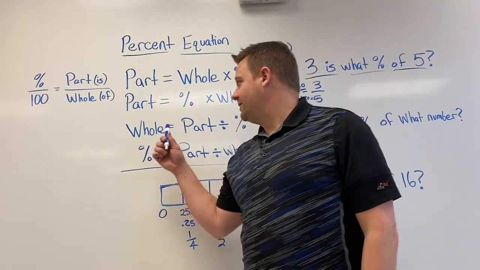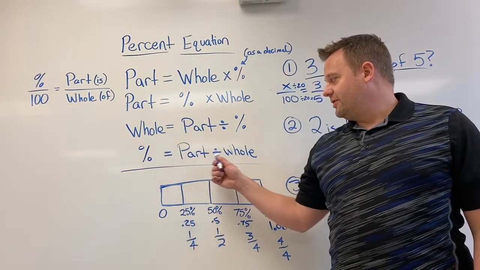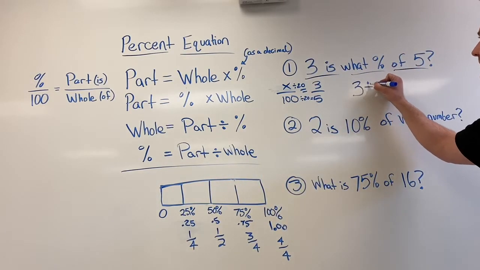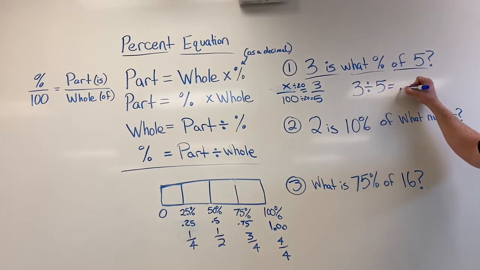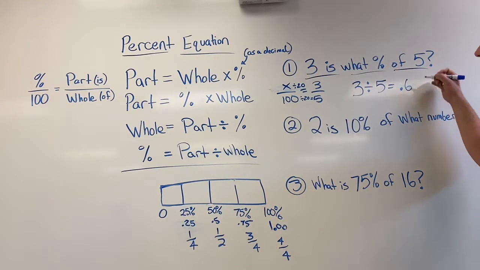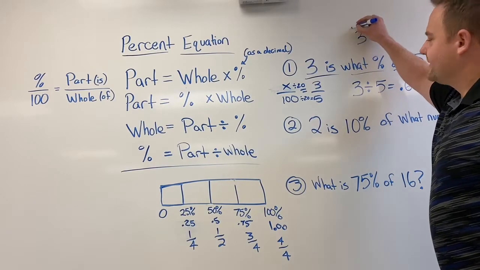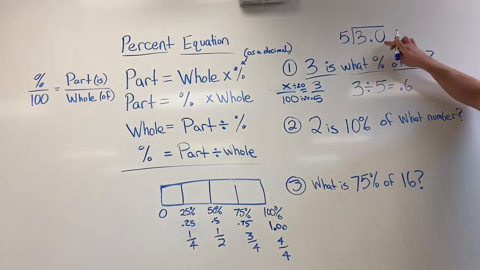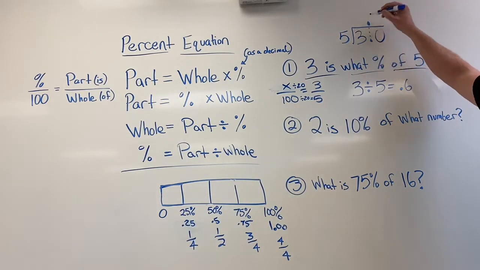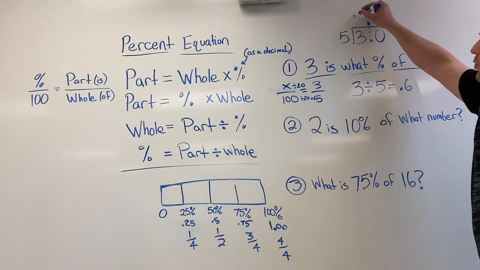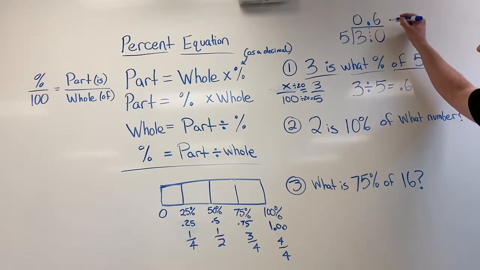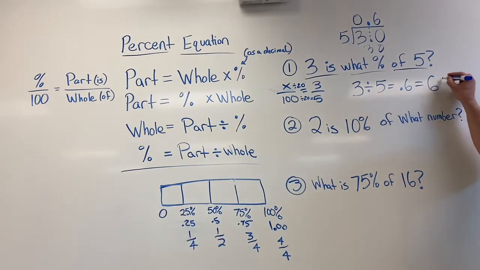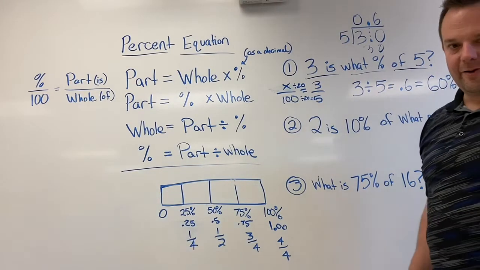You can also use the percent equation, which is the part divided by the whole. So 3 divided by 5 equals 6/10 when you do that. I'll just do it for you because I like you. 3 divided by 5 right here. 3.0, decimal rises up. 5 goes into 3, nope. 5 goes into 30 6 times. 6 times 5 is 30, so 0.6. And 6/10 equals 60%. Booyah.